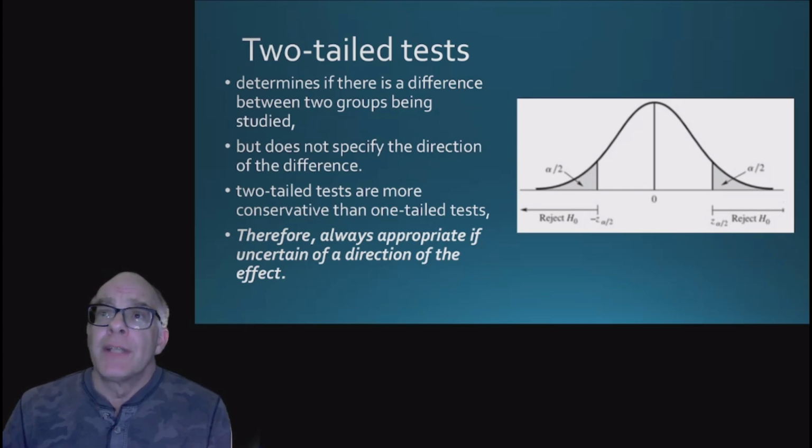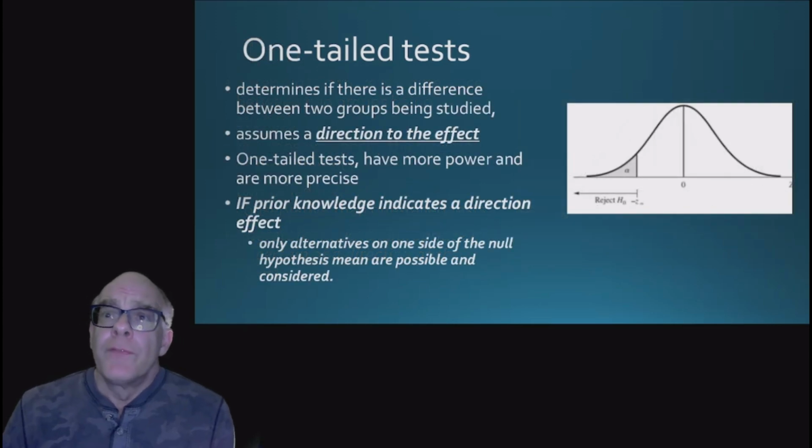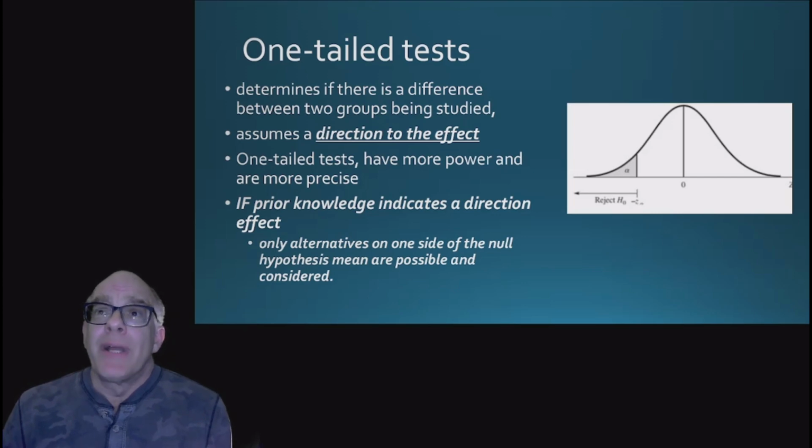The two-tailed test is always going to be more conservative than a one-tailed test. So if you're at all uncertain, it's always appropriate to do a two-tailed test if you do not have evidence that there is a direction effect in your experiment. Now, the alternative to a two-tailed test is a one-tailed test. Again, this is used to determine if there is a difference between the two groups being studied, but there is an assumption of a direction effect.